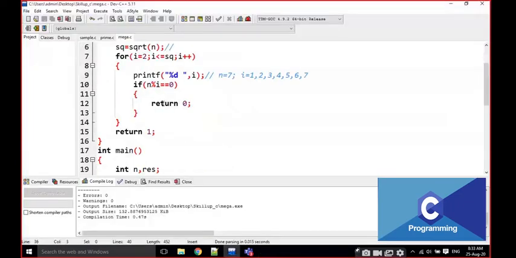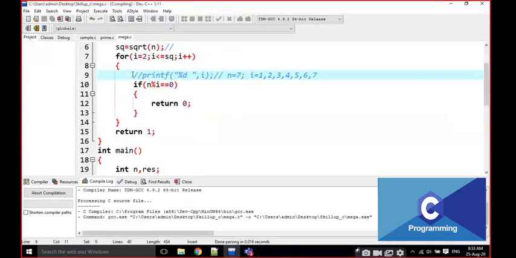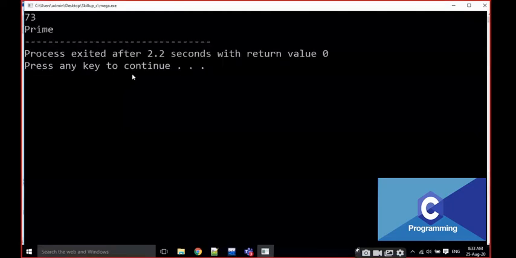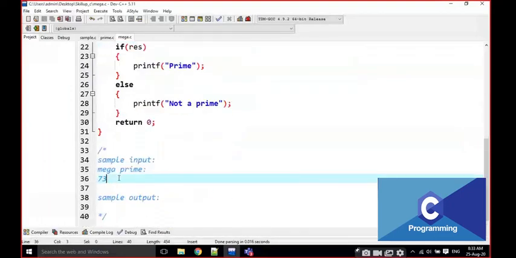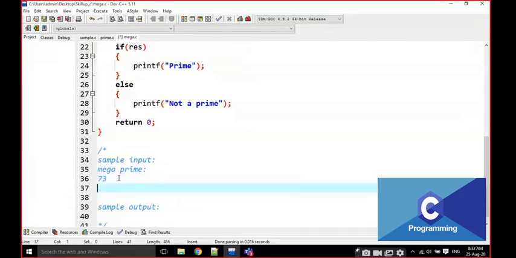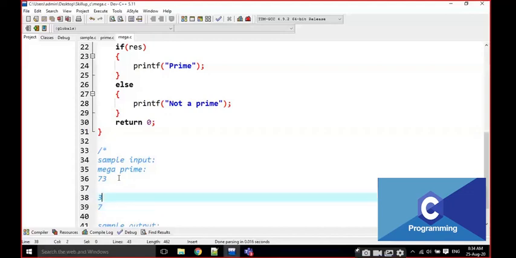I am going to stop that loop here. Is 73 prime? Yes, 73 is prime, no doubt about that. Then I am going to check each and every digit here. Is 3 prime? Is 7 prime? Yes. In that number, each and every digit is prime. Then it is called a mega prime. Only then we have to call it a mega prime.